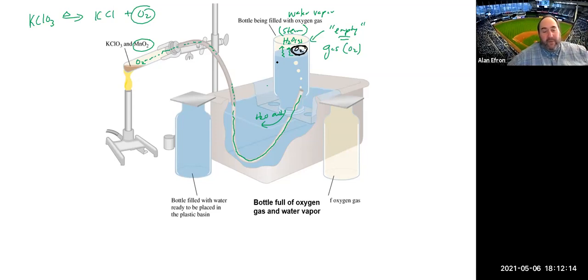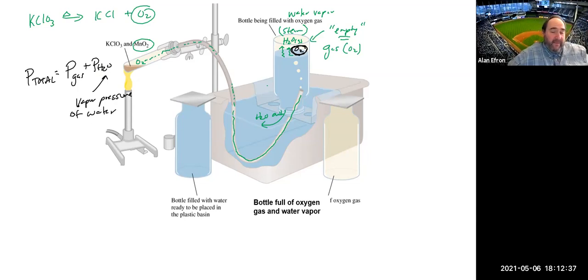So the way that we do that is it's really a partial pressure situation. The total pressure in this situation is actually the pressure of the gas you're interested in plus the pressure of water. And again, this is what is referred to as the vapor pressure of water.